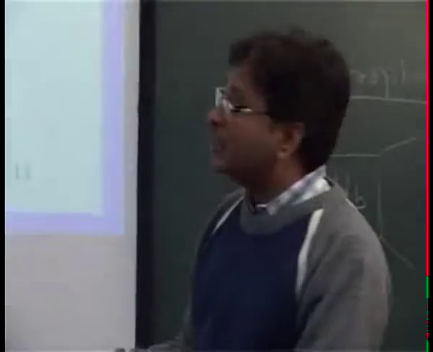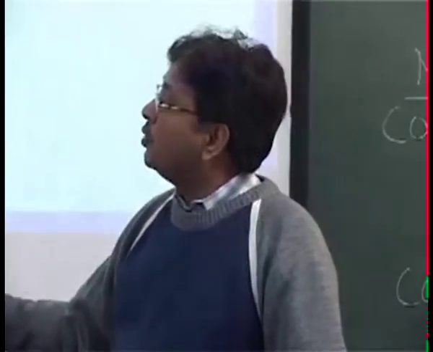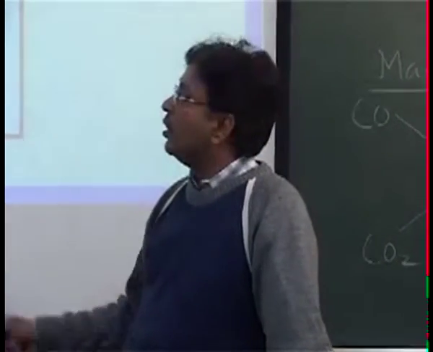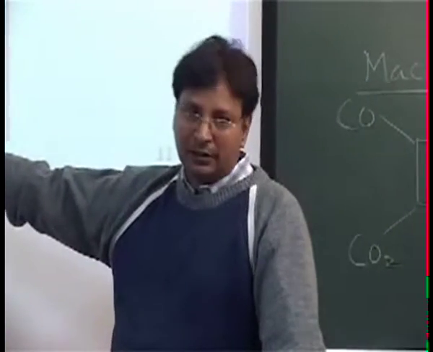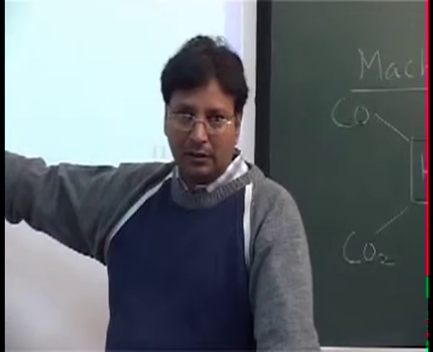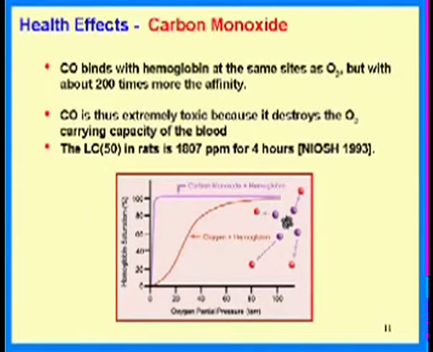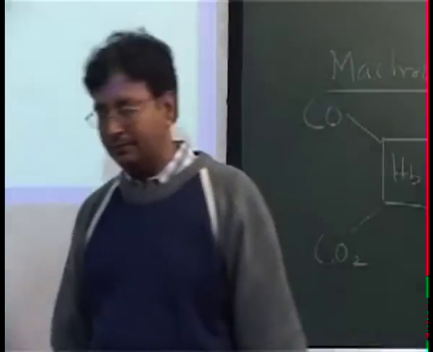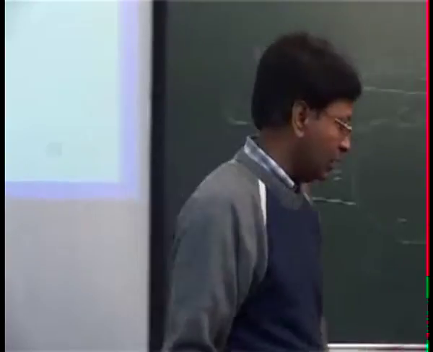So because of this, the problem is that the effect of the CO is seen in terms of the CO saturation level at the hemoglobin sites. If more and more, it's death because there is no oxygen there. So CO is extremely toxic because it destroys the oxygen carrying capacity. The lethal concentration for 50% of rats is this kind of ppm, for 4 hours, and that is a standard. What you really need to see about the CO is, what should I say?